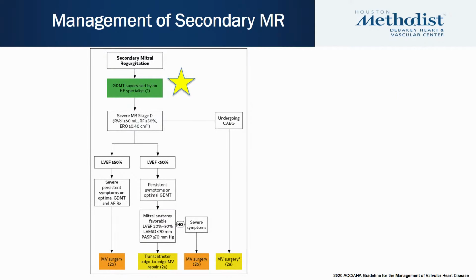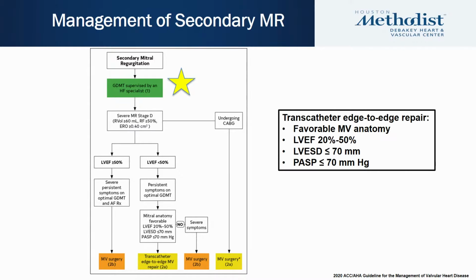And this trial translated into the current guidelines, where secondary mitral regurgitation is first treated by GDMT, supervised by a heart failure specialist, and then transcatheter edge-to-edge repair is performed for patients with favorable mitral valve anatomy, EF of 20 to 50%, left ventricular end systolic diameter of 70 millimeters or less, and a PA systolic pressure of 70 millimeters of mercury or less. And these criteria are based on the COAPT trial criteria.